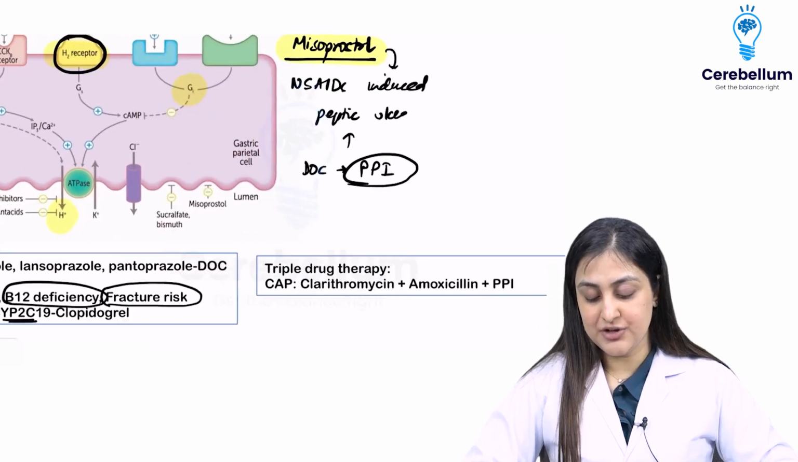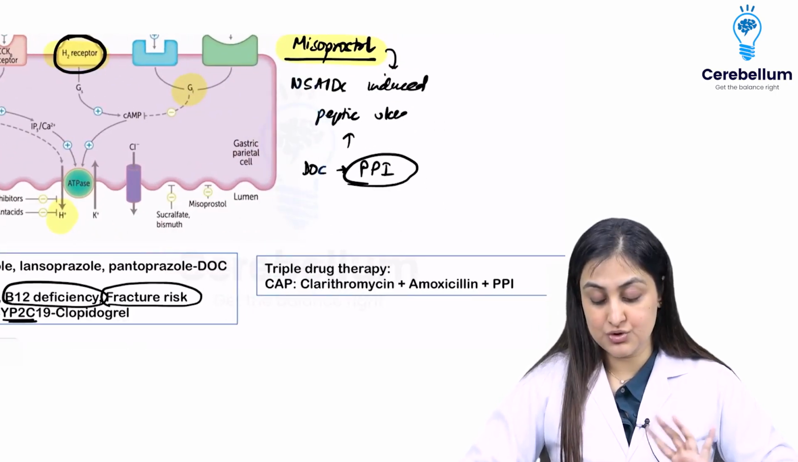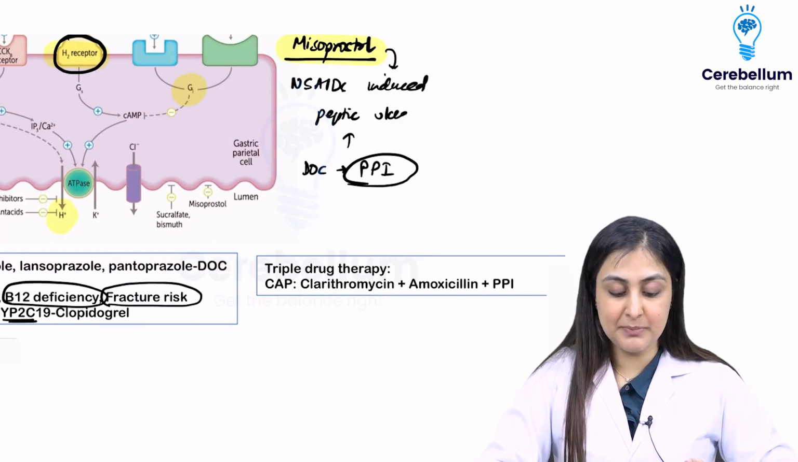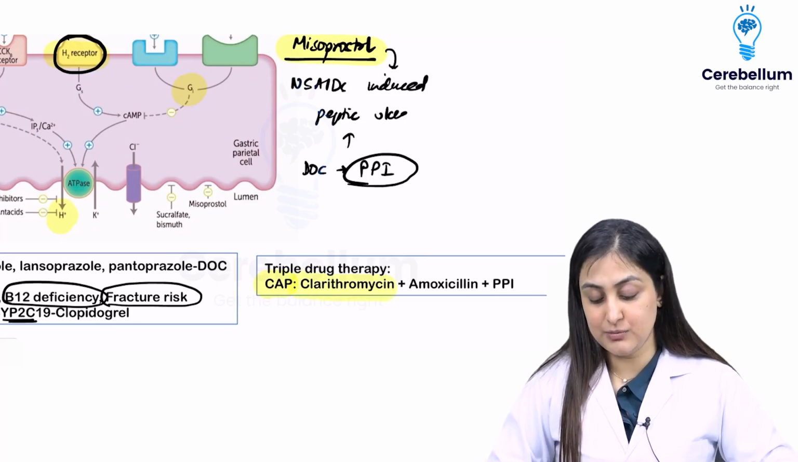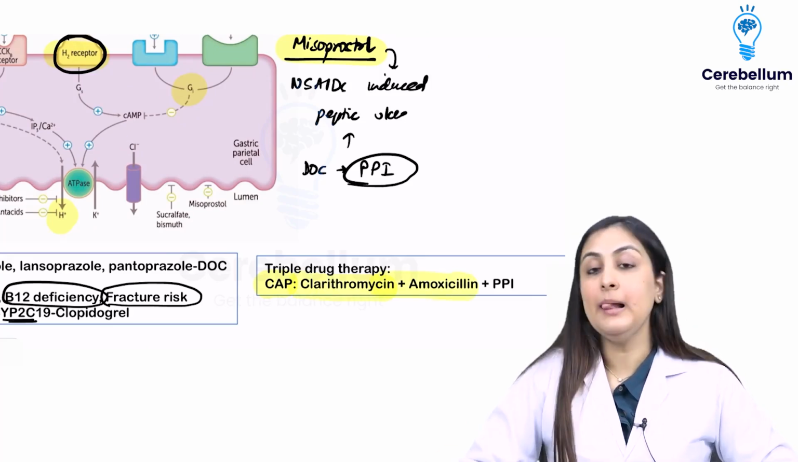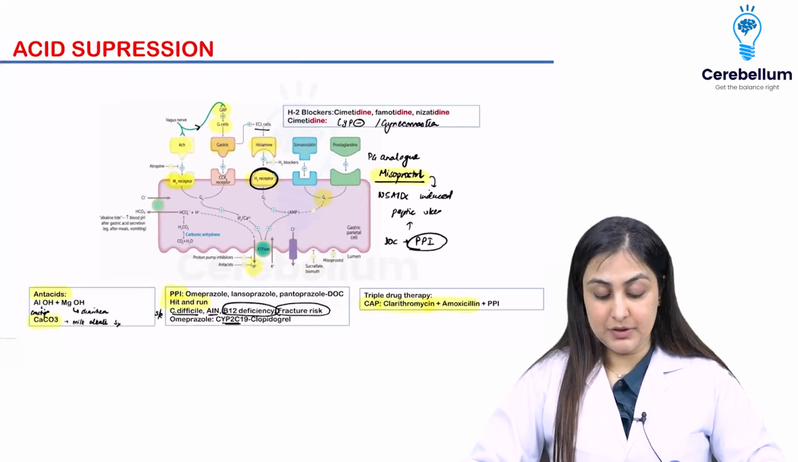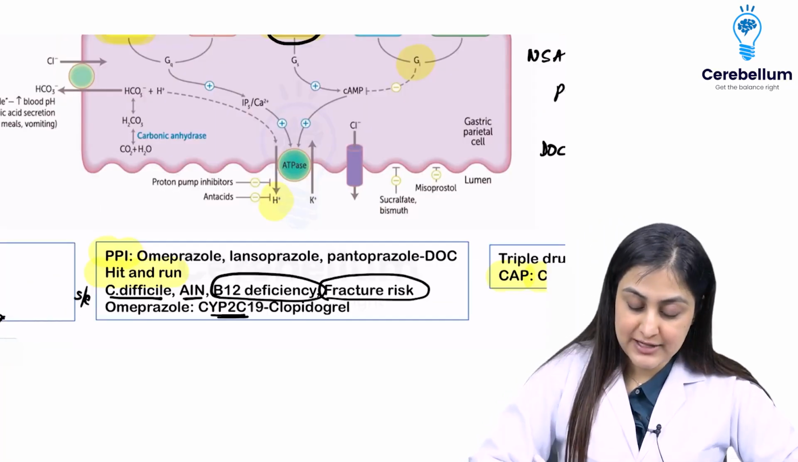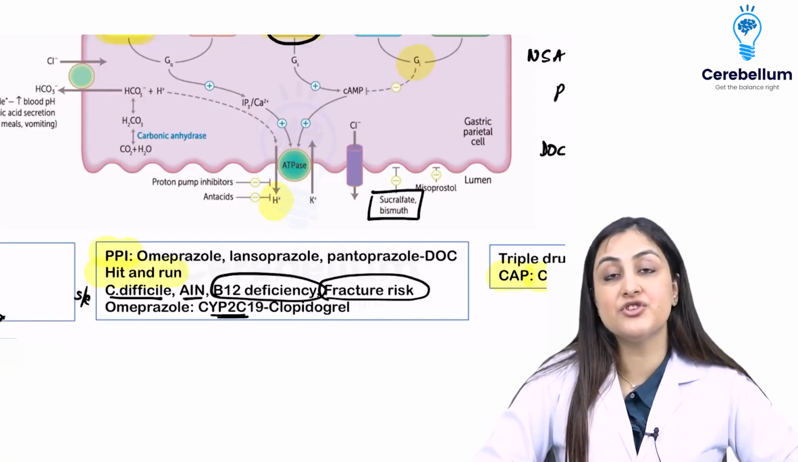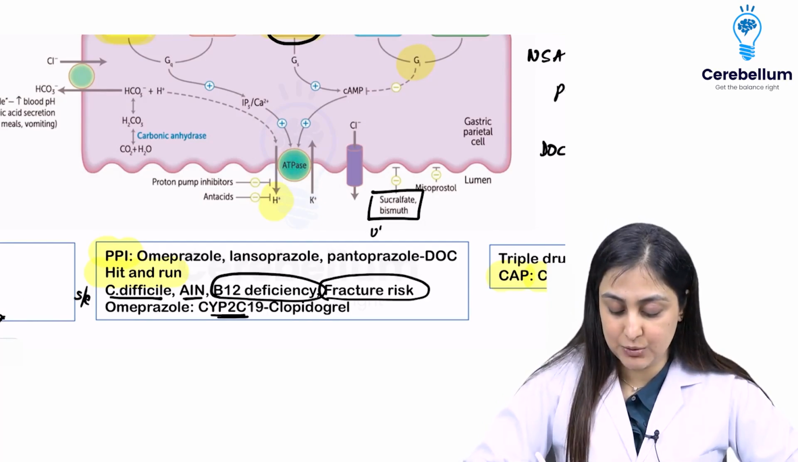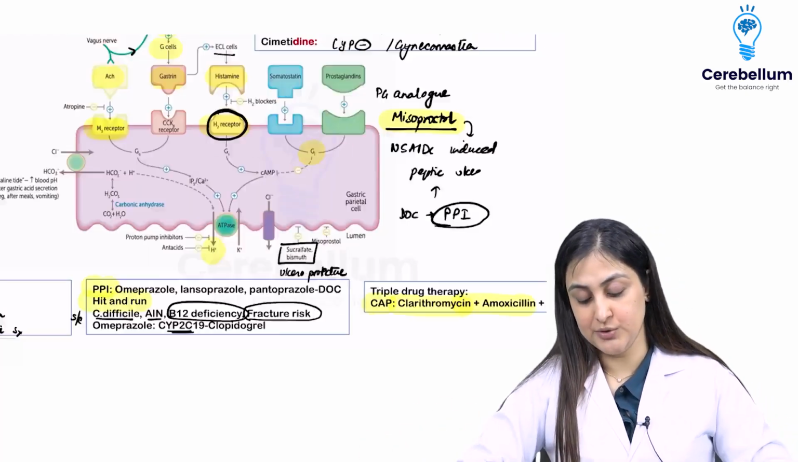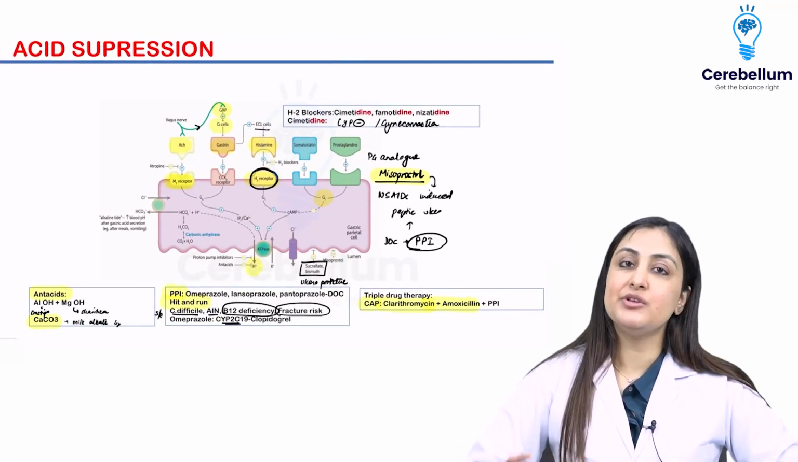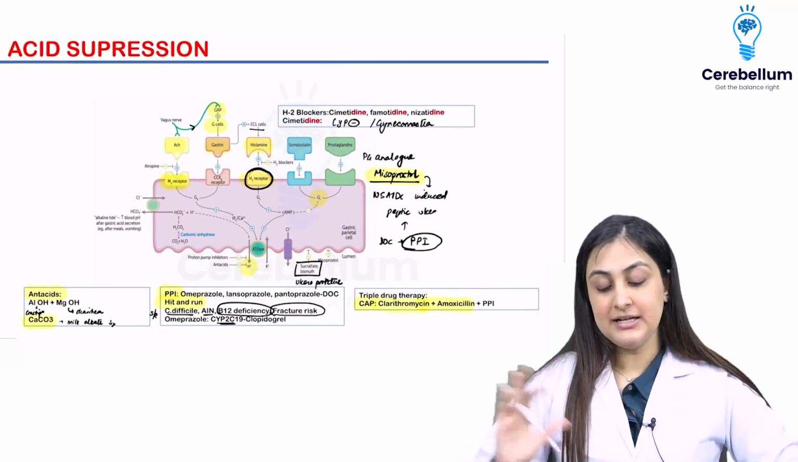And finally, triple drug therapy. Most commonly, we use 2 antibiotics and a proton pump inhibitor. The most common regimen is the CAP regimen, wherein you have clarithromycin and amoxicillin with a PPI, is what you can remember. Apart from that, you have drugs like sucralfate and bismuth, which can also be used, and these are known as ulceroprotective drugs. These just coat the ulcer, is what you want to remember. So this is about the pharmacology of acid suppression.